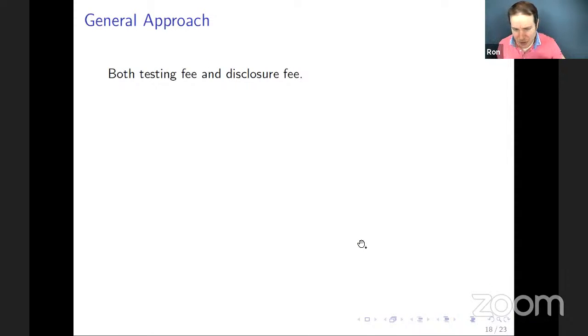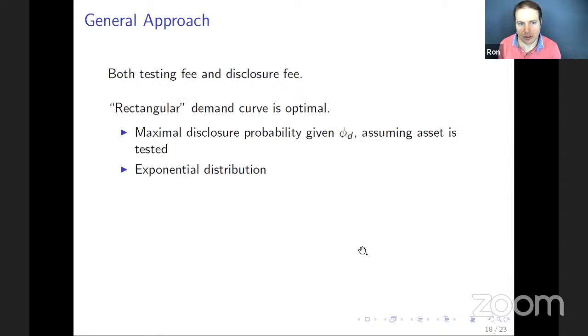So without going into any details, let's take a step back. What can we say if we have both testing fees and disclosure fees? Right now we shut down the testing fee and we just saw what we can do with disclosure fees. Well, we will still get that it's optimal to have some form of a rectangular demand curve, namely a flat line, a region of a continuum of these equilibria that are characterized by the exponential distribution.